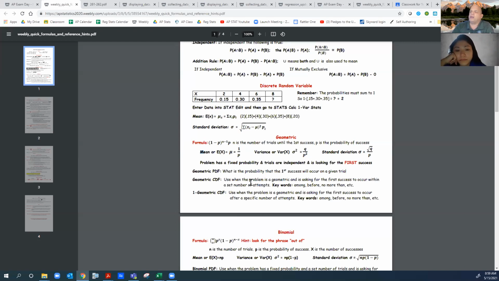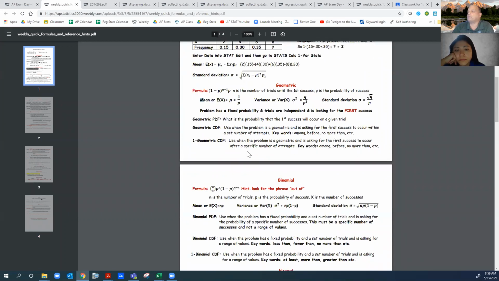CDF, what's the probability the first occurs within multiple values? The first occurs within the first 3, or between 2 and 4, or whatever.